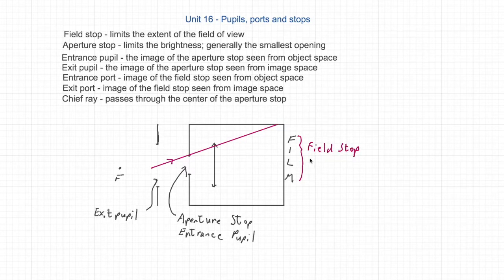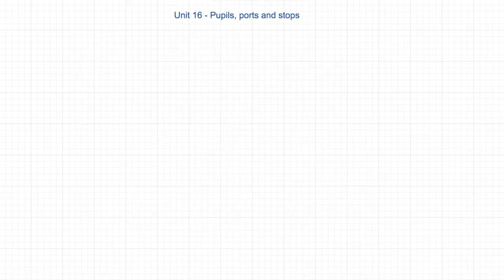From image space, from the right side, it looks the same. There's no lens there, so it's also the exit port. Now, if we place the secondary focal point where the film is, the entrance port is at infinity because the object for the lens is at infinity.